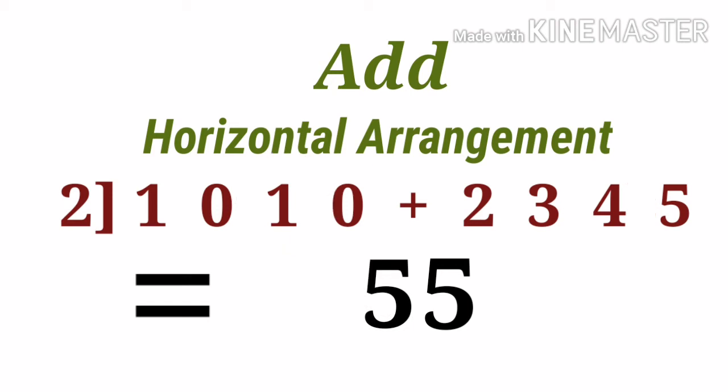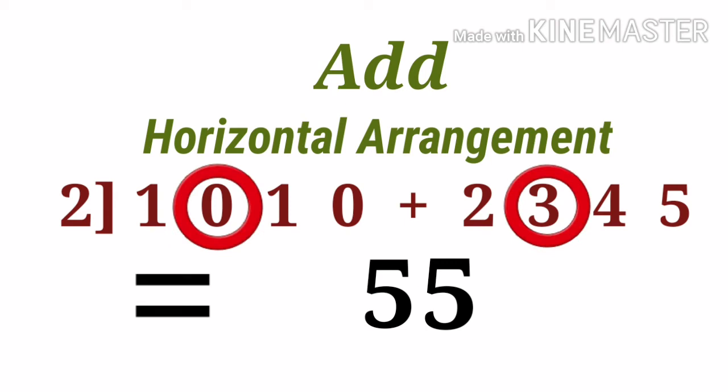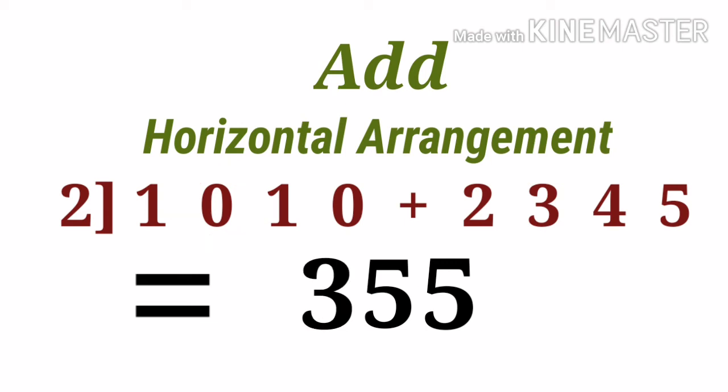Now look at hundreds place. What numbers are in hundreds place? 0 and 3. Let's add 0 and 3. What will be the answer? 3. Write 3 in hundreds place in your answer.